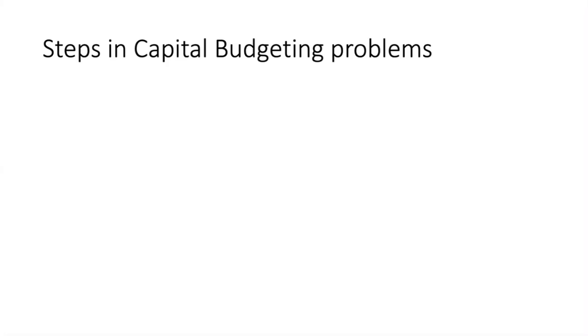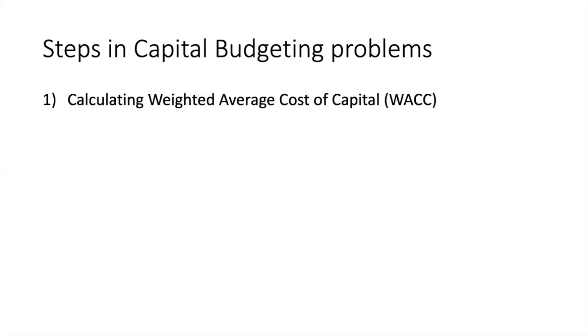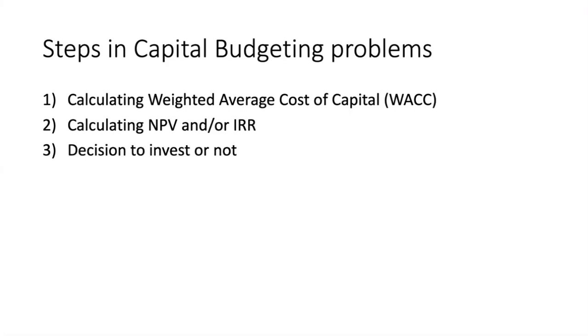There are a few steps in capital budgeting problems. The first step is calculating the weighted average cost of capital. The next step is calculating the net present value and/or the internal rate of return, the IRR. And finally, we make a decision whether or not to invest in a project.